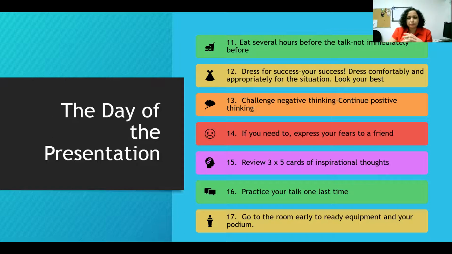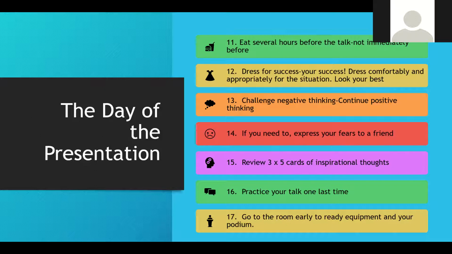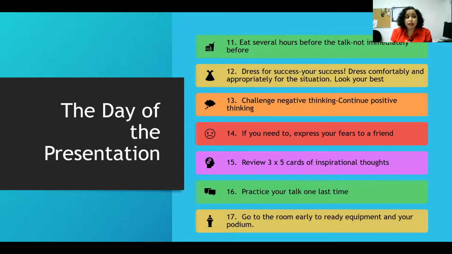Number 13? Me. Elizabeth? Challenge negative thinking, continue positive thinking. Yes. In every case, not just for anxiety, but this is for your life. Challenge negative thinking, continue positive thinking. Keep thinking of yourself as positive. But how can you challenge this? ¿Cómo lo puede hacer? Think positive. And you need to be self-conscious. You need to be self-conscious of how you react to everything.